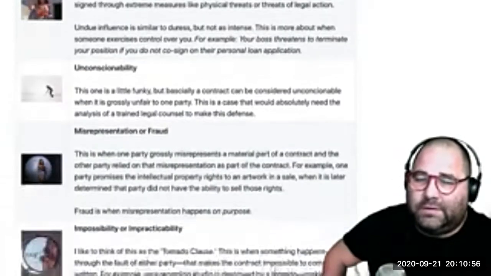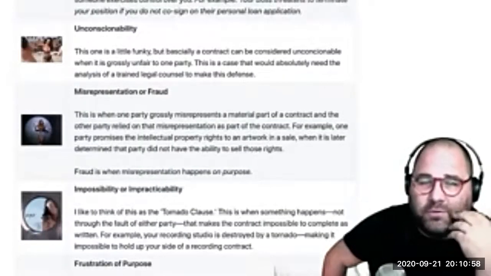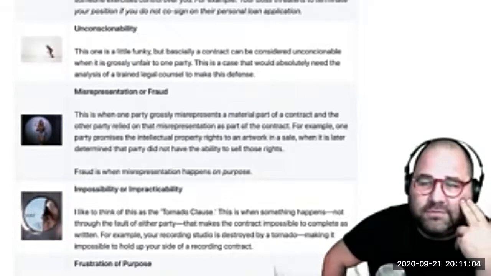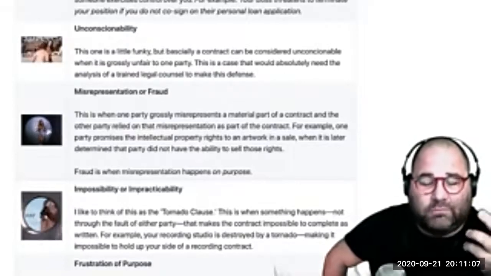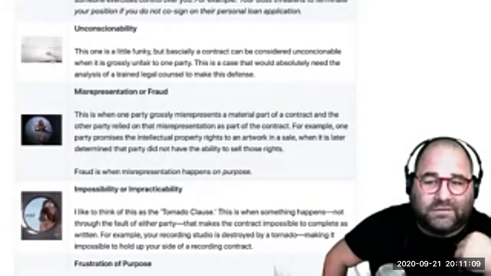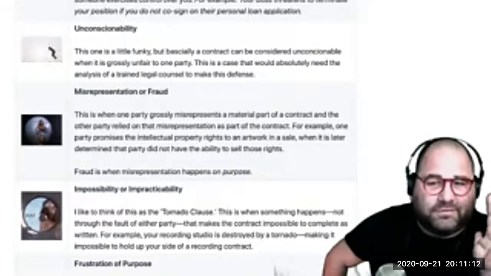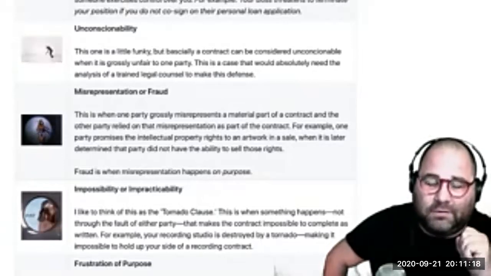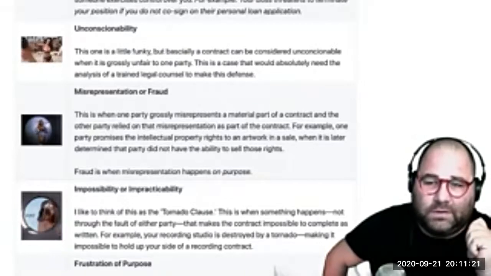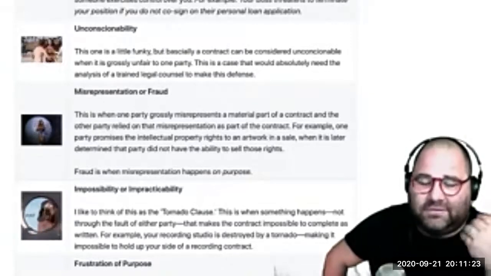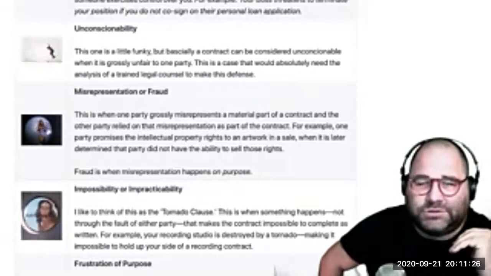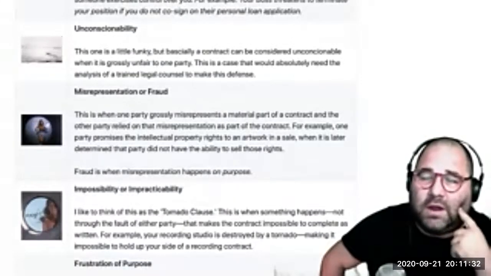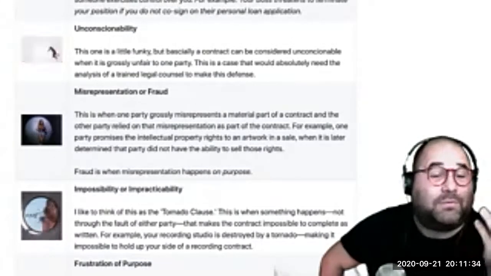Misrepresentation or fraud. This is when one party grossly misrepresents a material part of a contract and the other party relied on that misrepresentation as part of the contract. For example, one party promises the intellectual property rights to an artwork in a sale, when it was later determined that party never had the ability to sell those rights in the first place. The contract hinged on those intellectual property rights. They misrepresented their ability to sell them. So misrepresentation is a defense you can use. You can say, listen, I'm able to get out of this contract because what they promised they can't come through on. And then fraud is when the misrepresentation happens on purpose.